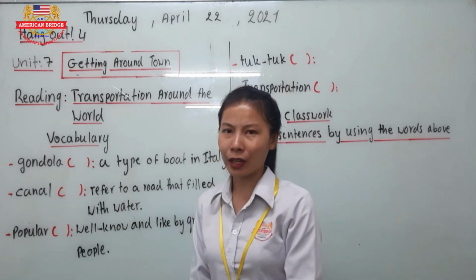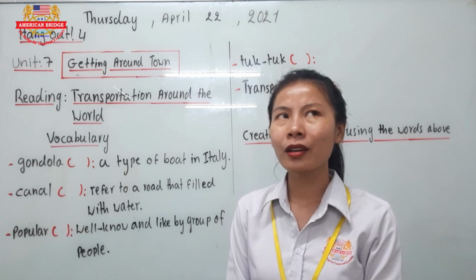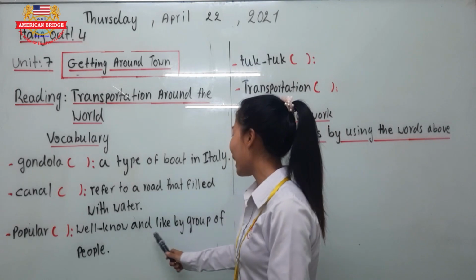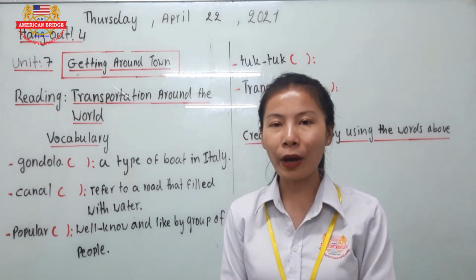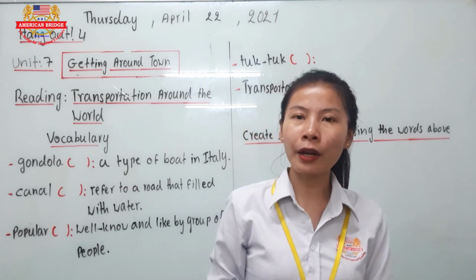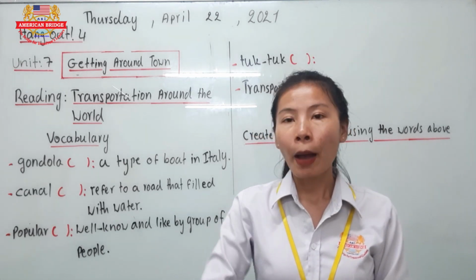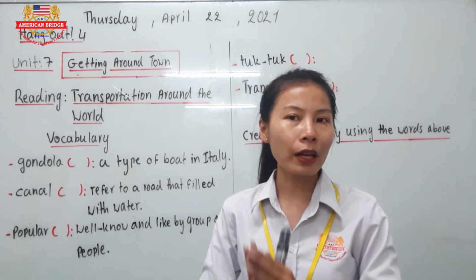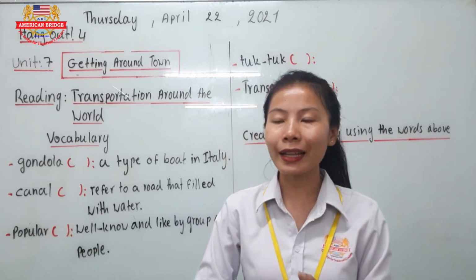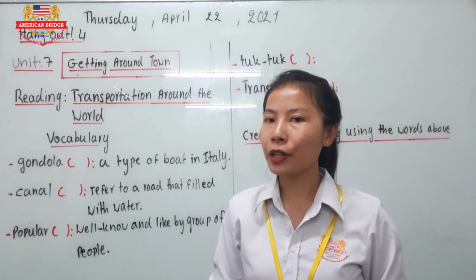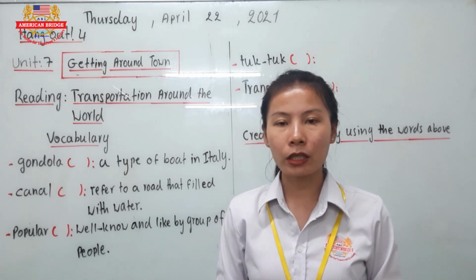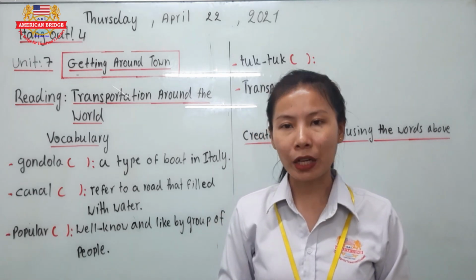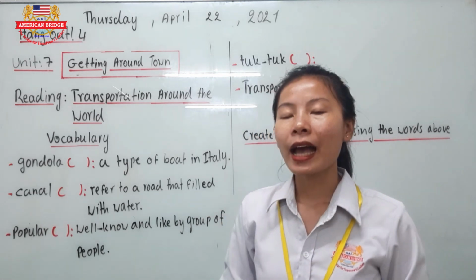Now let's go to popular. It seems like you have met popular a lot of times. Popular is well known and liked by a group of people. When one star or one person is well known and liked by a group of people, we call them popular. But when one star or one person is well known by a group of people, but we don't know whether they like that star or not, we call that famous. But when someone is well known and also liked by a group of people, we call that popular. This is the difference between popular and famous.